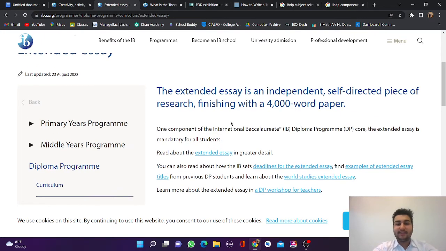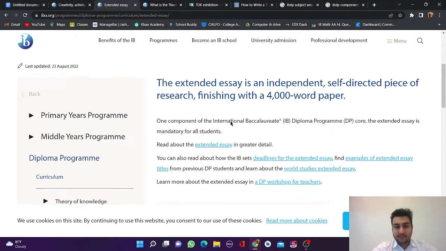The extended essay is a research opportunity that the IB diploma program provides the students to write a research paper of 4,000 words in a subject of their choice. So I would personally recommend to choose a subject which you want to pursue in the future. For example, I want to pursue computer science in the future, and I've taken computer science HL. We'll discuss the higher level and standard level further in the video, but the extended essay is basically a research paper that you have to write on a topic of your choice.